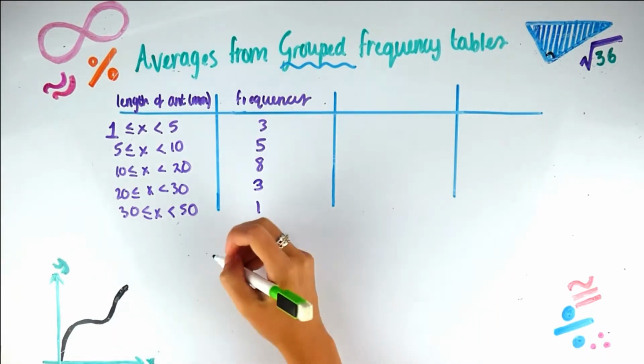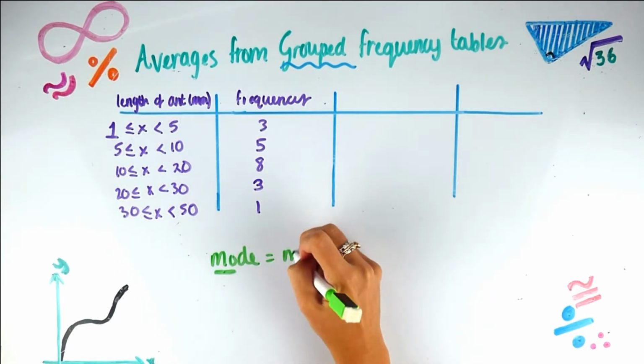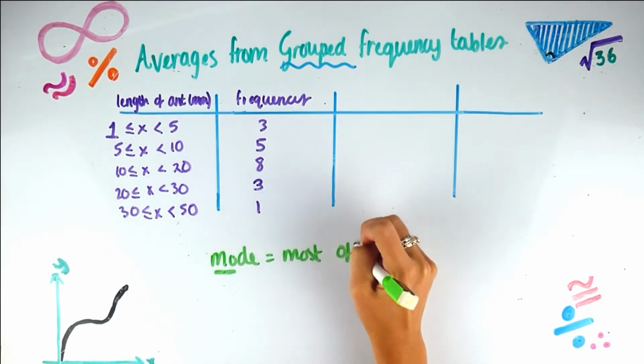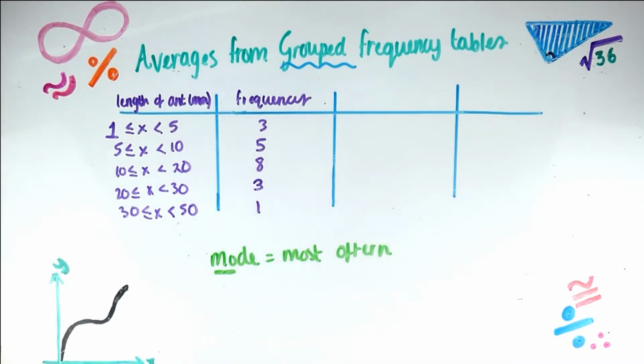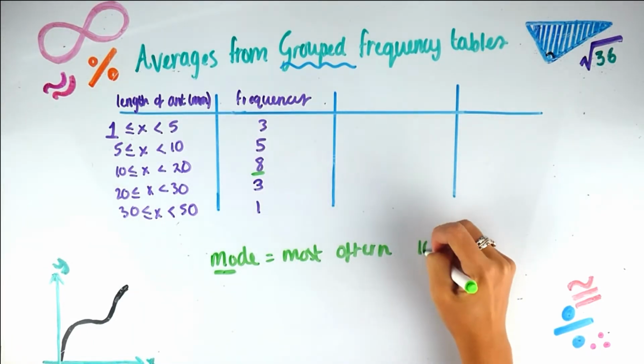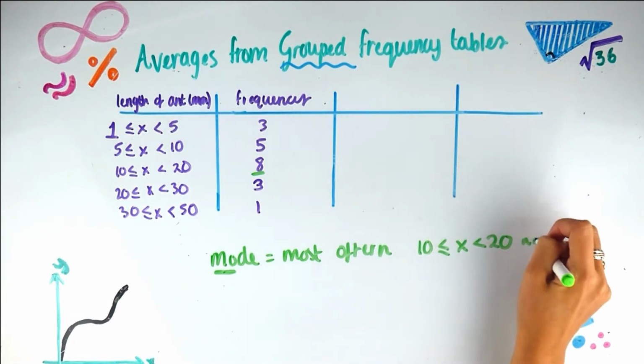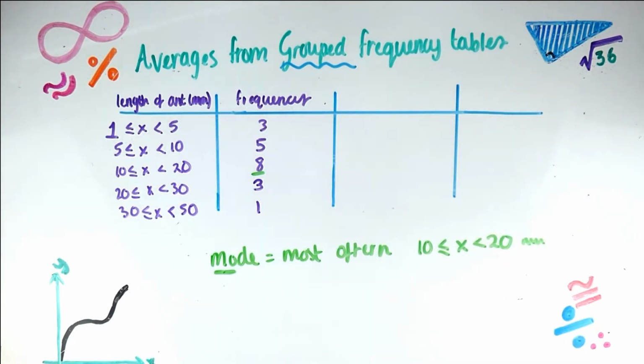So first let's start by finding the mode. And we know that mode, MO, is the most often. So again, just like with normal frequency tables, not grouped frequency tables, you look at the one that has the highest frequency, which as we can see here is 8. So that is going to be the category that the ant's length is between 10 and 20 millimeters.